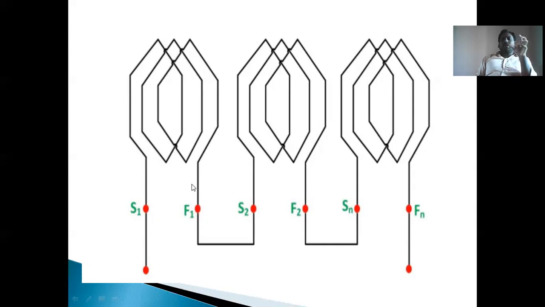When the finishing end of the first coil is connected to the starting end of the second coil, then these two coils are connected in series. At the same time, the finishing end of the second coil is connected to the starting end of the third coil, or the fourth coil, or the nth coil. That is also called a series. That means here n number of coils are connected in series, which forms a winding in the armature circuit. The total winding in the armature is called the armature winding.